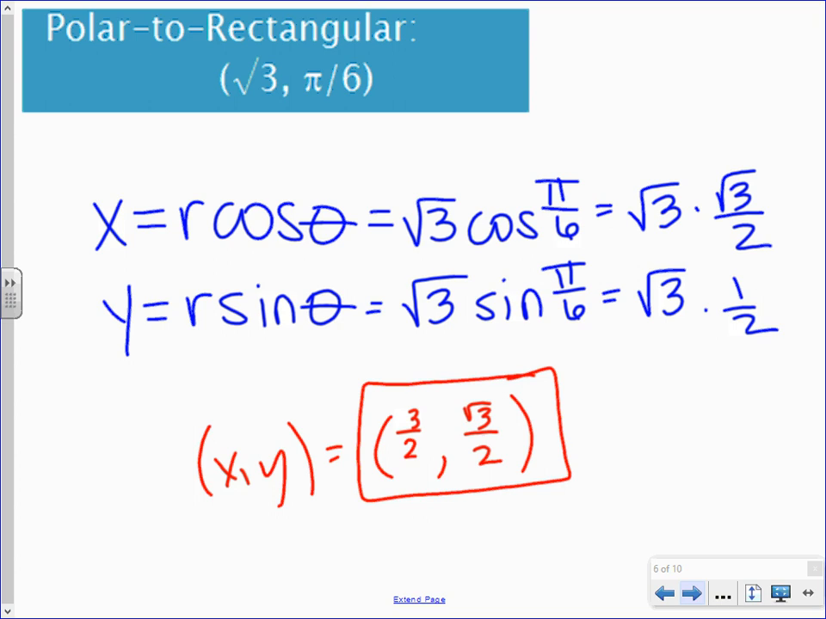All right, let's talk about converting equations. Typically, you're going to see polar equations solved for r, much like we typically see rectangular equations solved for y. Now, that doesn't happen all the time. There are always exceptions to the rule, but that's what we're typically going to see. Okay?